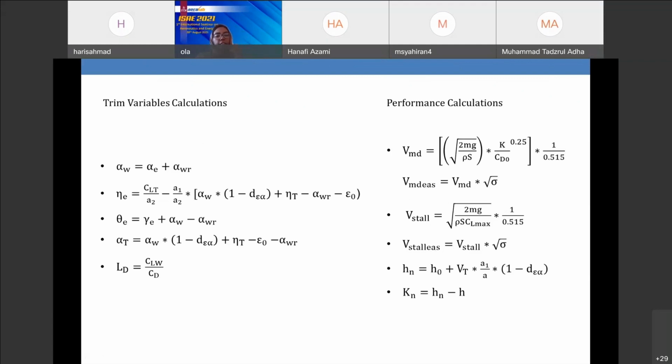And also we found the value for a neutral point for fixed control and the static model. So we did all of these calculations for different CG location and different center of gravity location. Different CG location and different speed.